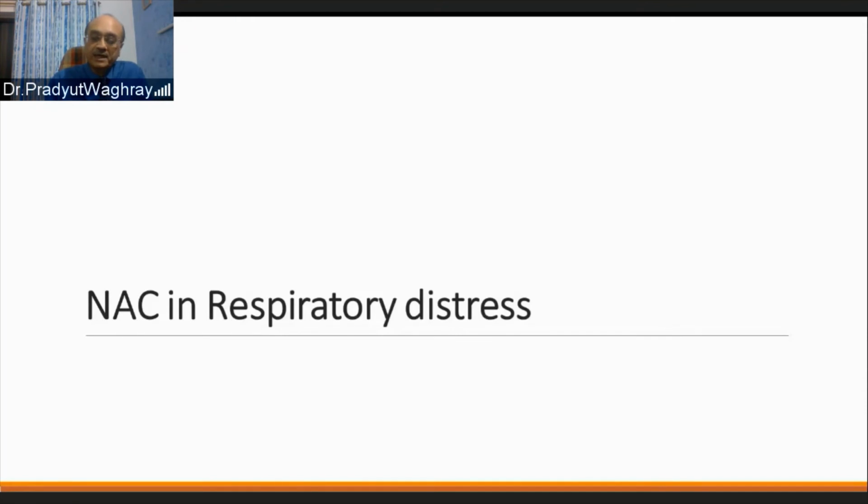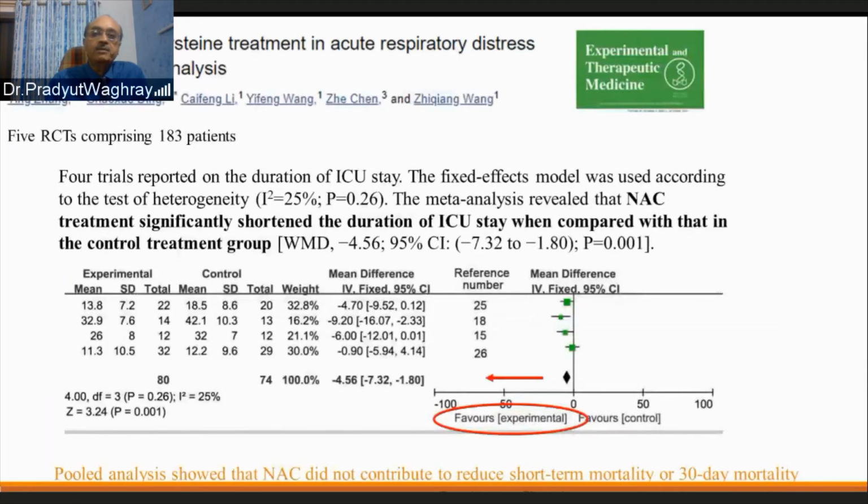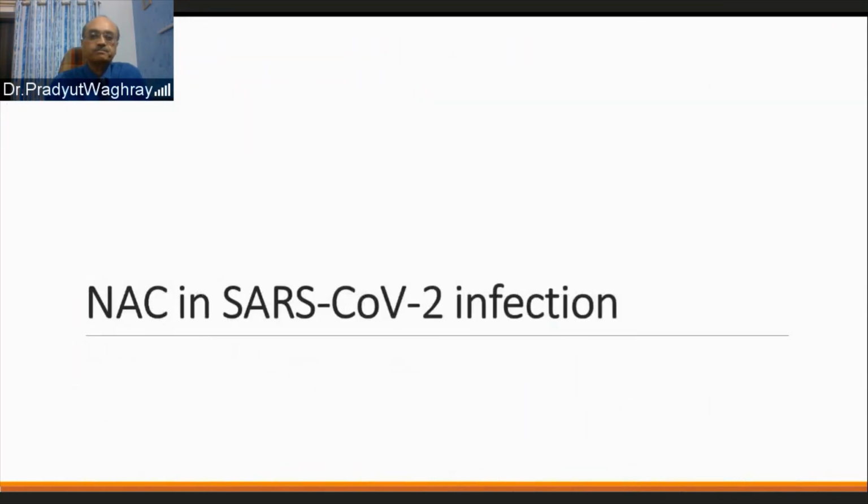Then NAC was also tried with this background in respiratory distress patients. There were 4 trials reported on the duration of ICU stay in patients with ARDS. And this meta-analysis showed that NAC treatment significantly shortened the duration of ICU stay when compared with that in the control treatment group. You see all the trials on the left hand side, they actually favor benefit with NAC. Though the 30-day mortality was not reduced, the length of ICU stay was significantly reduced with NAC, thereby avoiding any ICU related complications and infections.